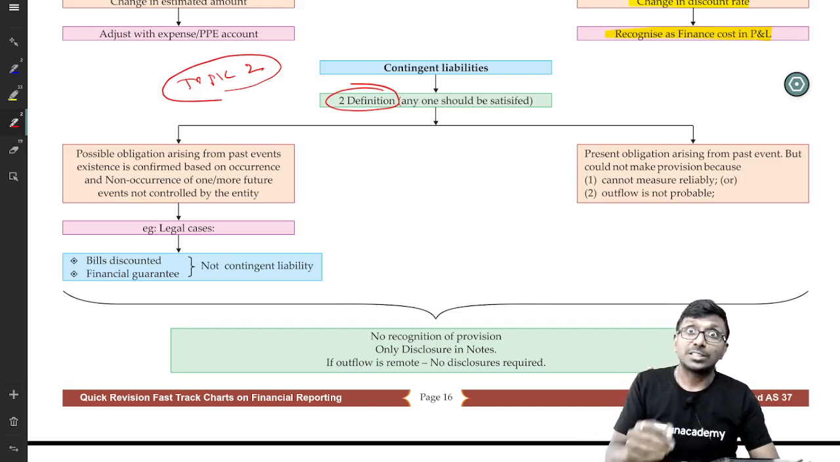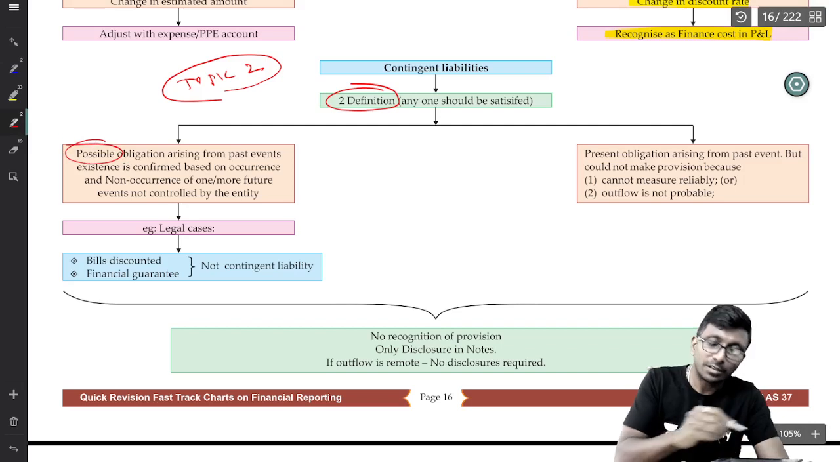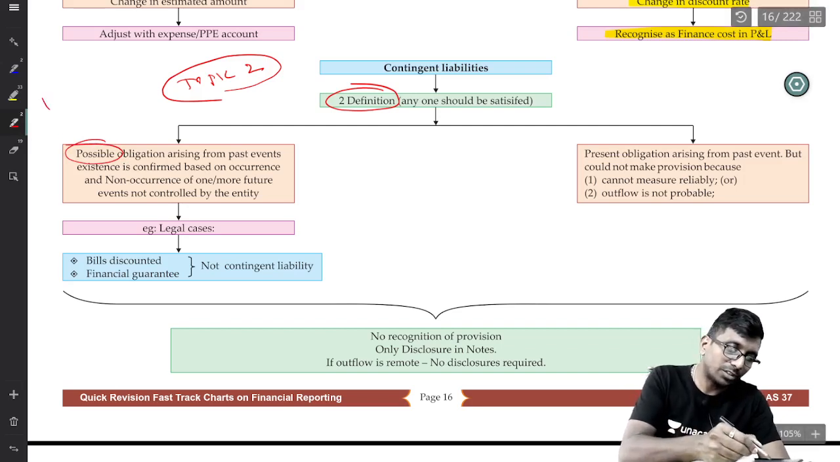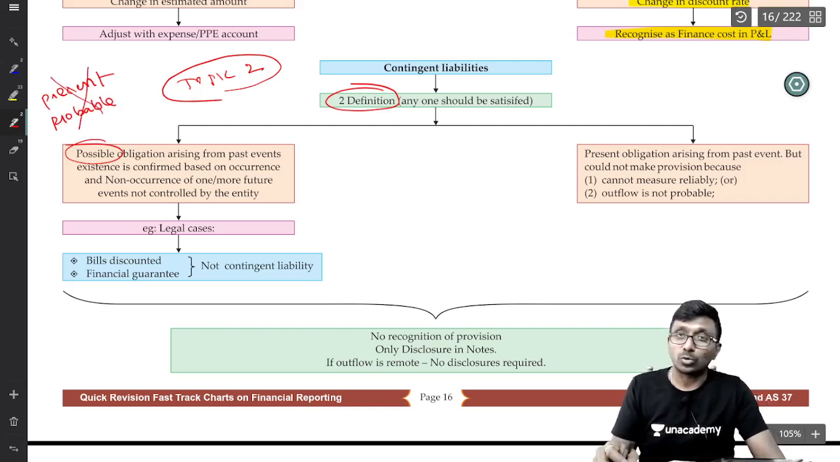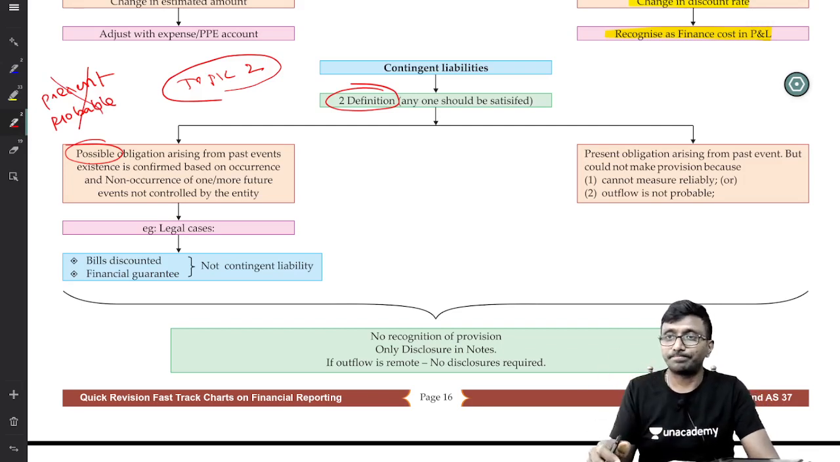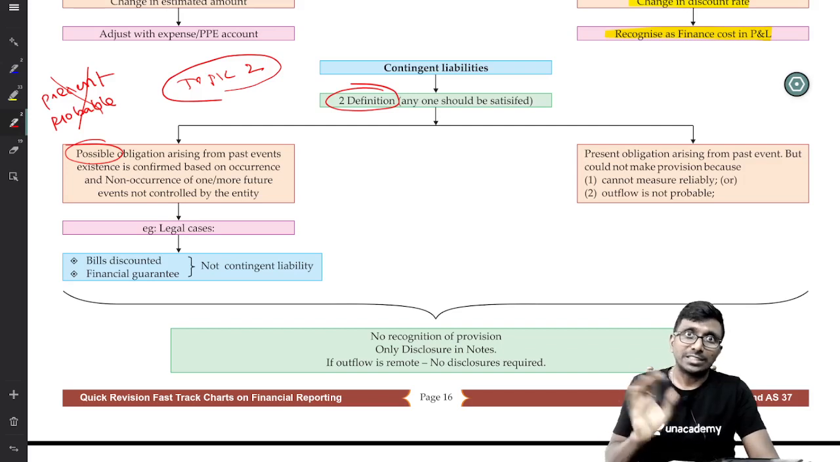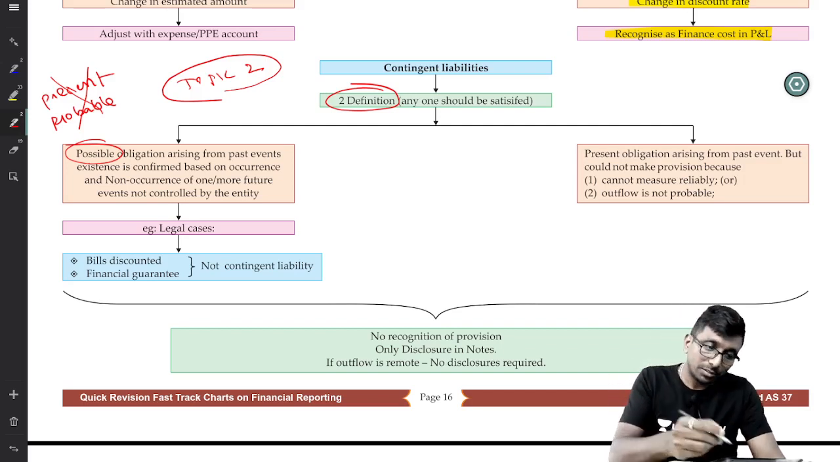First one, it says it is a possible obligation. Look at the word, the beauty of it. They do not use the word present obligation. They do not use the word probable also. They said possible. When I say possible, it means may or may not. It is not with certainty. It may happen, may not happen.